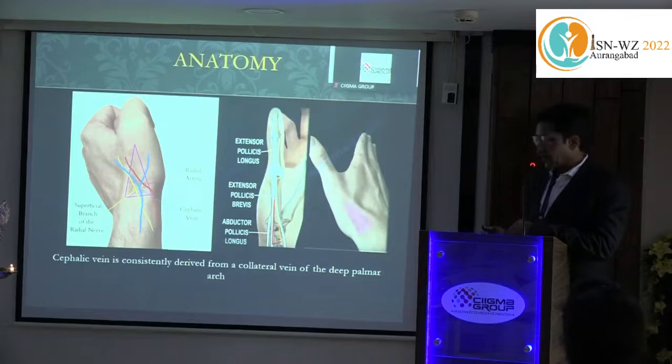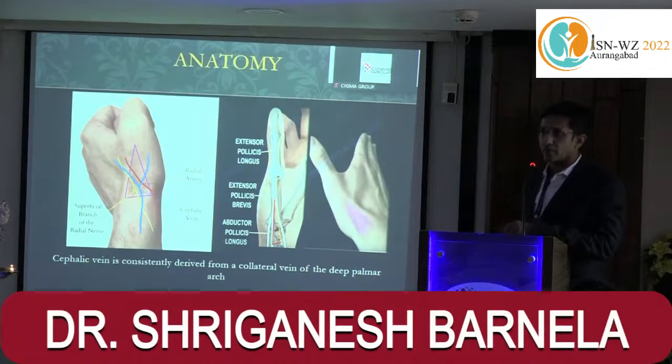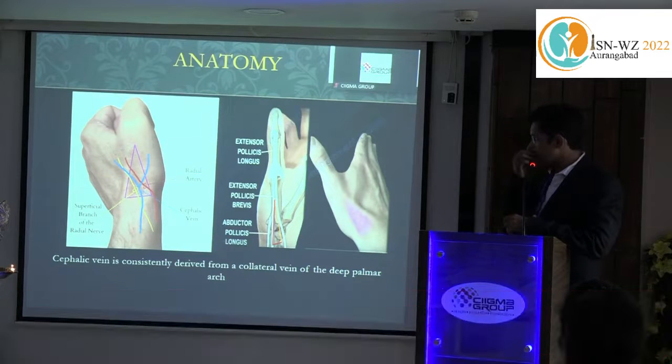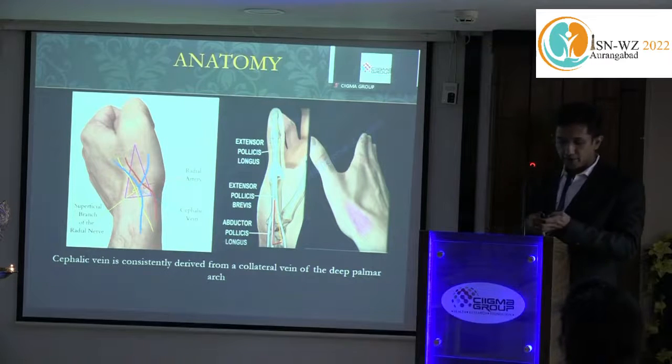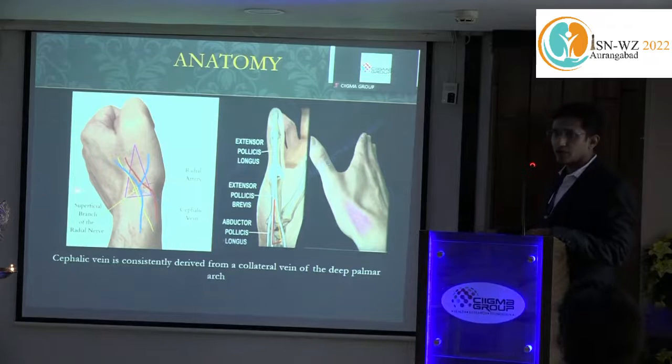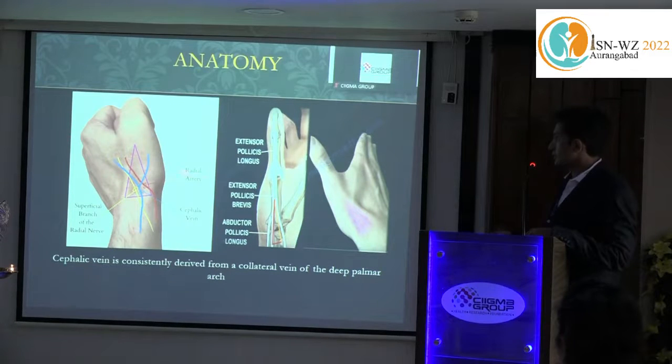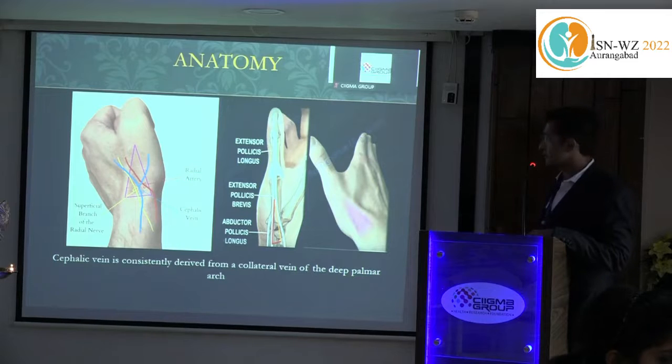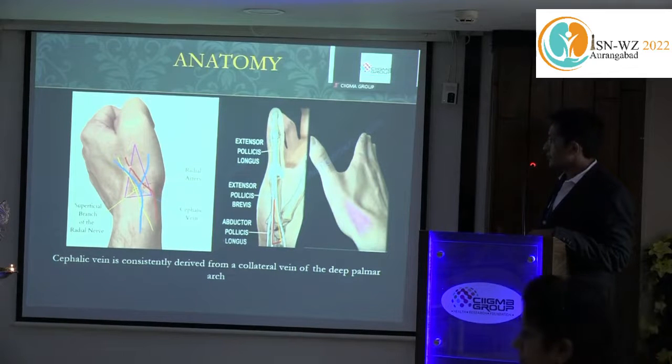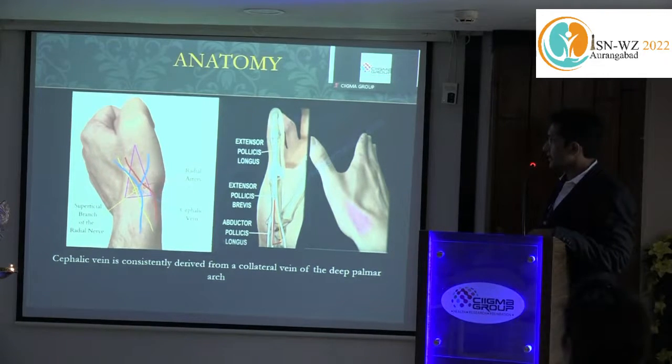So this is an important anatomical diagram for radiocephalic AV fistula. This is the anatomical snuffbox. If you see, it is bounded by the extensor pollicis longus and extensor pollicis brevis. These are two tendons. And the radial artery runs medially and the cephalic vein is a little bit lateral on the dorsum side.